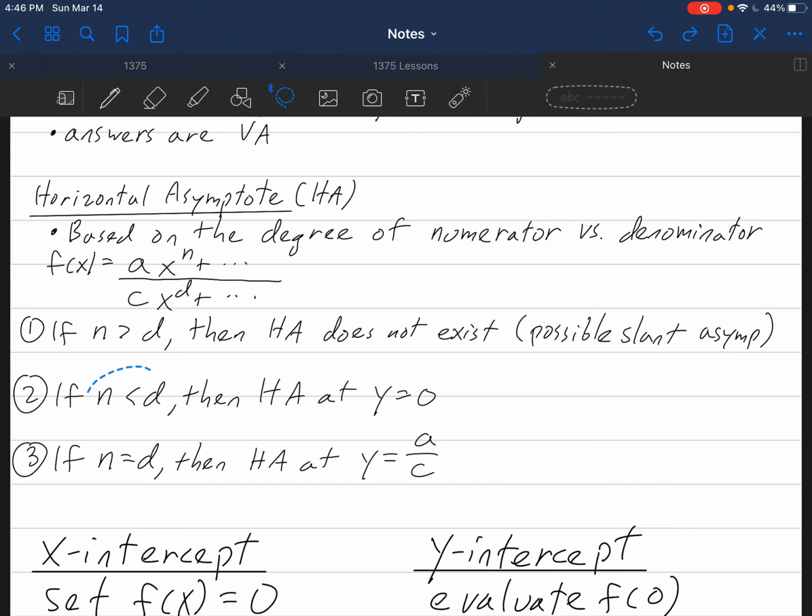If the numerator's degree is smaller than the denominator's, then there is a horizontal asymptote located at the line y equals 0. And if they are equal, meaning the numerator and denominator have the same degree, then you're going to see a horizontal asymptote located at the line y equals a over c. What is a over c? A is the numerator's leading coefficient, and c is the denominator's leading coefficient. So this ratio, a over c, is the location of that horizontal asymptote if the degrees are the same.